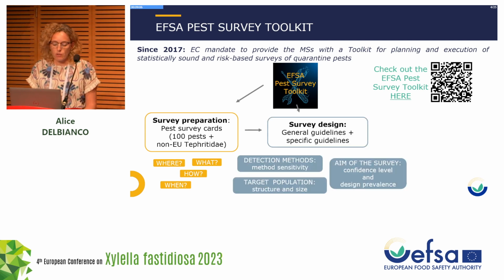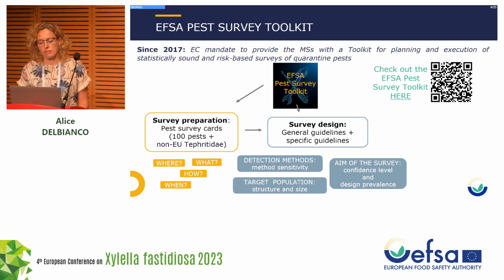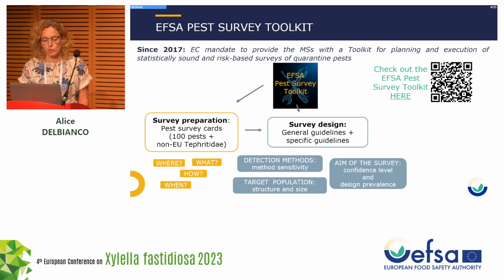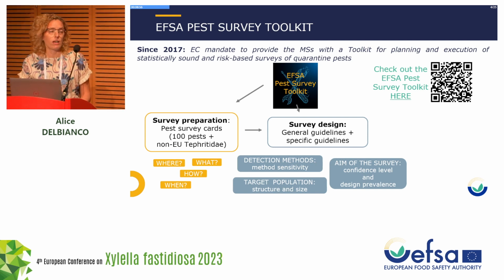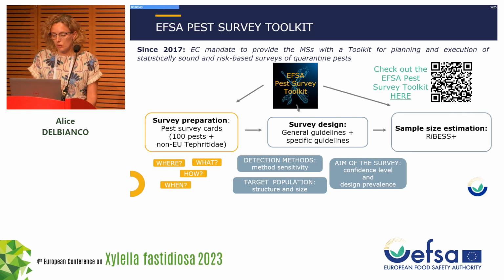For the survey design, we have developed general guidelines plus specific guidelines, including those for Xylella fastidiosa. And those guidelines guide the users in setting the survey parameters, so the method sensitivity of the detection methods, the structure and the size of the target population, and the confidence level and the design prevalence, so the aim of the survey. The toolkit also includes a statistical calculator, RIBES Plus, to estimate the sample size.